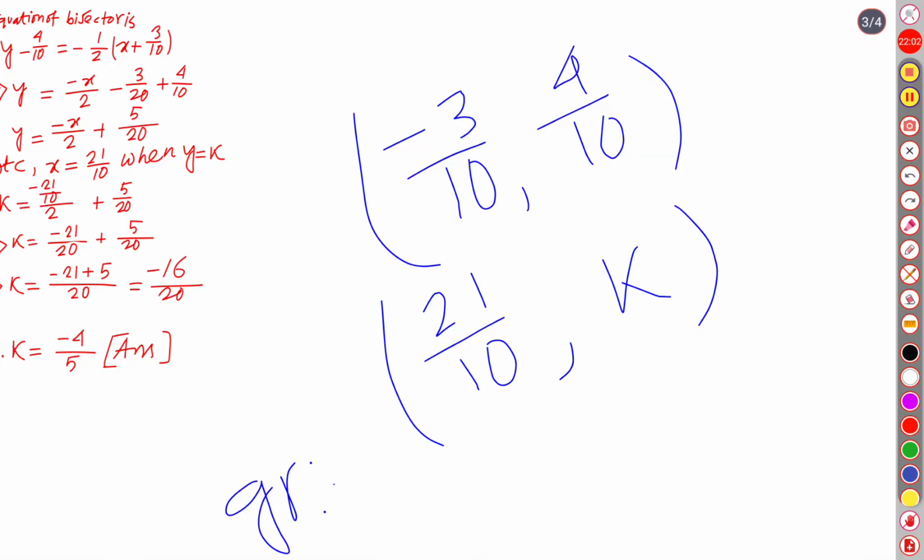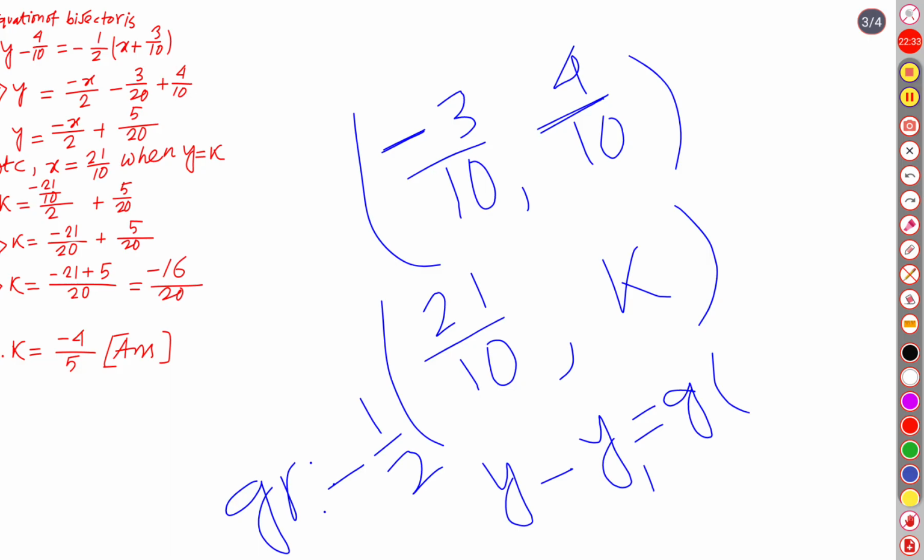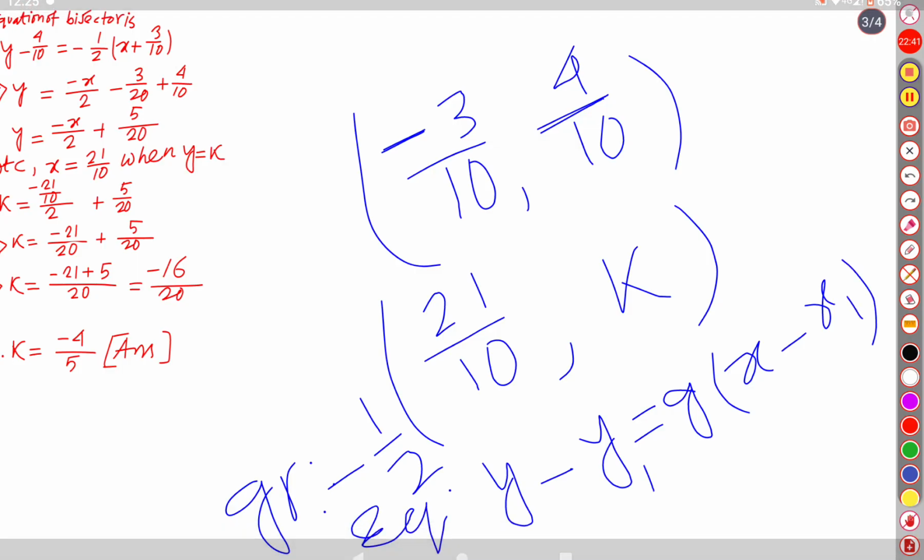Now we can form the equation. The two coordinates are minus 3 over 10, 4 over 10, and 21 over 10 and K, and the gradient is negative half. So how can we form the equation? The equation is y minus y1 equal to the gradient times x minus x1. Let me write the gradient as M or G, whatever you like. Suppose G. So this is the way to form an equation.